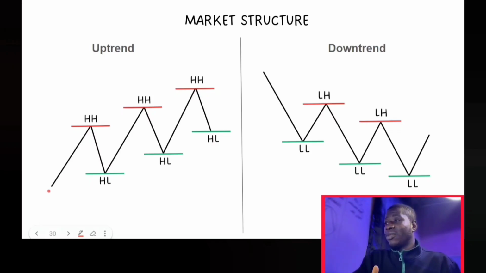Now you need to understand, when the market is in an uptrend, it creates higher highs and higher lows, right? And when the market is in a downtrend, it creates lower highs and lower lows. For an uptrend, you want to see the market breaking the previous high it created while creating new higher lows. The lows will be higher than the previous low, while the market will be breaking the previous high.